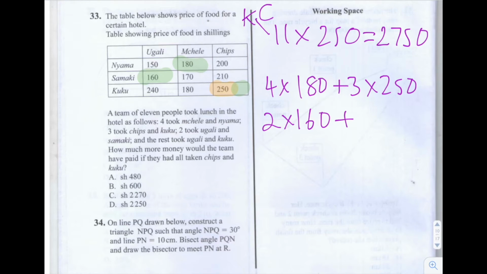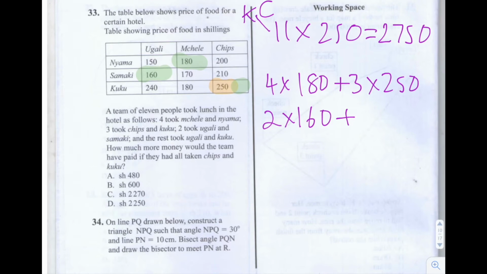And then we're told the rest had ugali and kuku. So we know that if there are 11 people in total, how many people have we already? 4 plus 3, which is 7. 7 add 2 is 9. So that means that the rest is 2 extra people. So 2 extra people would have taken ugali and kuku. So that would be 2 times the price of ugali and kuku, which is 240. So 2 times 240.